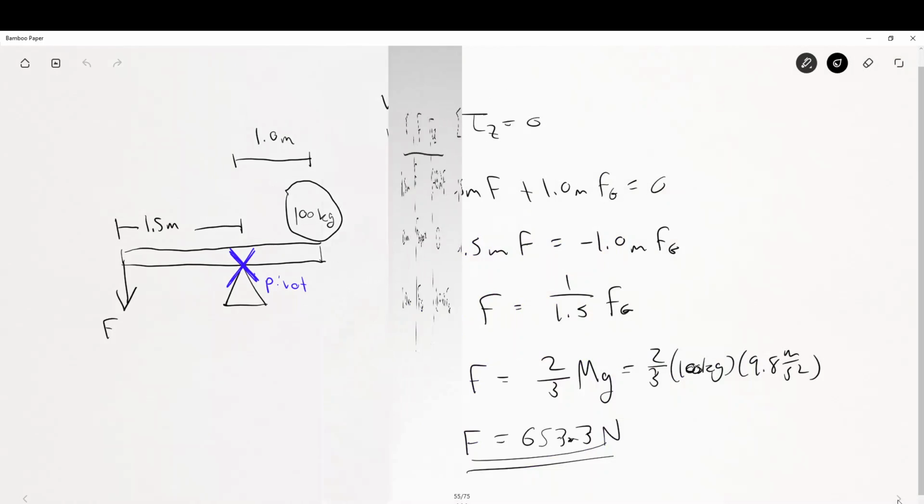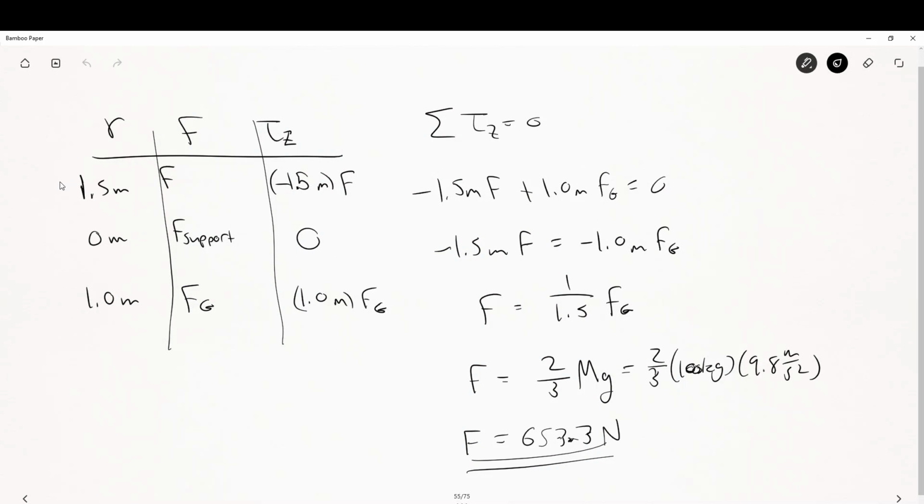Now I balance the torque, and so I have 1.5 meters for the unknown force, 0 meters for the support force, 1 meter for the force of gravity of the mass. Work out the balancing of the torques, and I get an equation where I solve and find that the force is 653.3 newtons. Now, in particular, notice that it's 2/3 the weight of the mass, right? So I can support the mass using less force than the weight of the mass itself, okay?